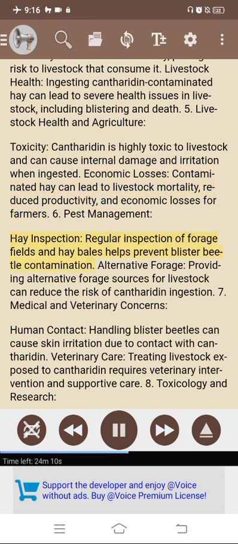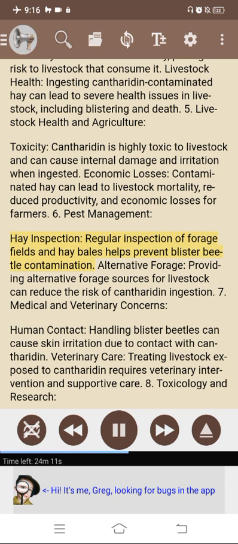6. Pest management. Hay inspection. Regular inspection of forage fields and hay bales helps prevent blister beetle contamination. Alternative forage. Providing alternative forage sources for livestock can reduce the risk of cantharidin ingestion. 7. Medical and veterinary concerns. Human contact. Handling blister beetles can cause skin irritation.